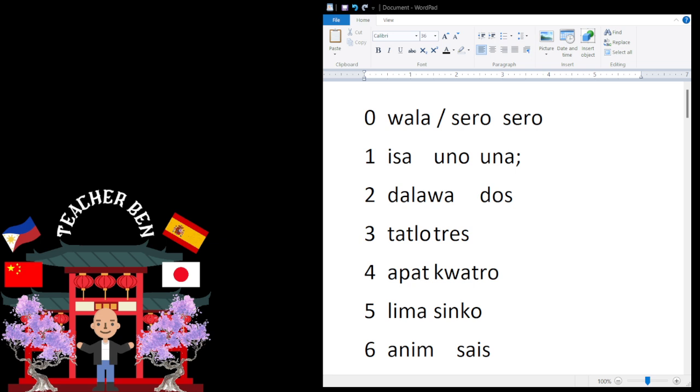So in today's short lesson, we are going to talk about how to count to 10 in the Tagalog language. So without further ado, let's get into the material.